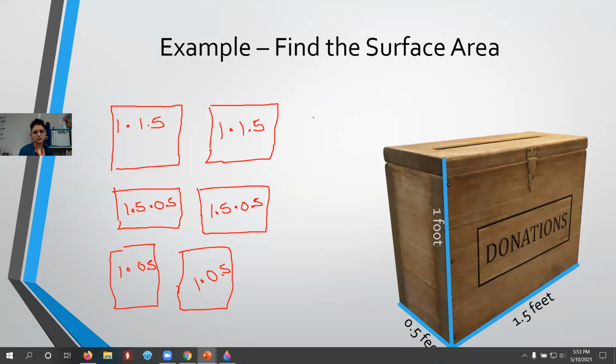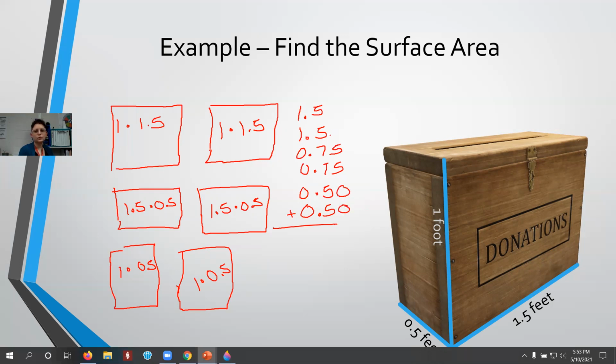So now we multiply. So we have 1.5, another 1.5. 1.5 times 0.5 should give us 0.75, and it does. 1 times 0.5 gives us another 0.5 and another 0.5. I got a little happy with my equal sign in there. Let's just erase that line right out. There we go. Okay, so let's move to the adding.